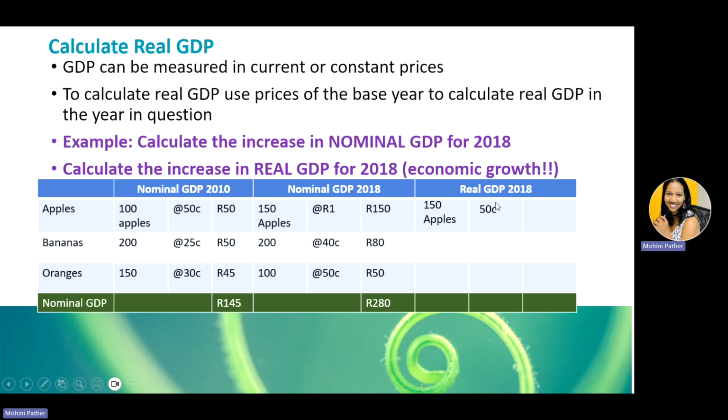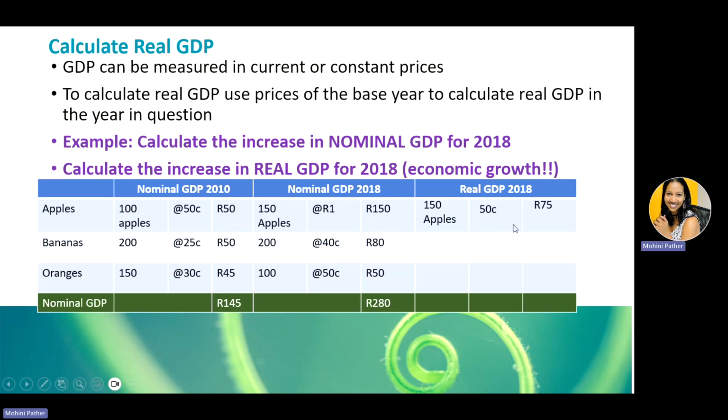So here we look at what does real GDP look like in 2018? And to do that, we look at what the actual production was of this year, which is 2018. Then we look at the prices from way back in 2010.